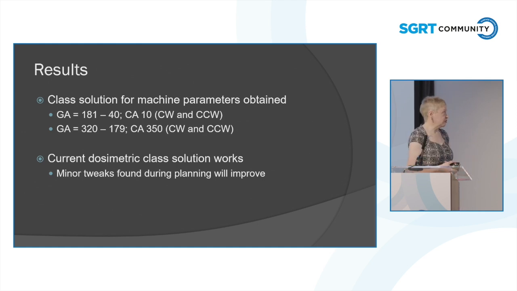So this is the class solution we found for the machine parameters, and I also found that our current dosimetric solution worked. So all the objective constraints that we got in RayStation needed minor tweaks to optimise the plan to the best possible, but basically what we'd already got still worked using the couch kicks.